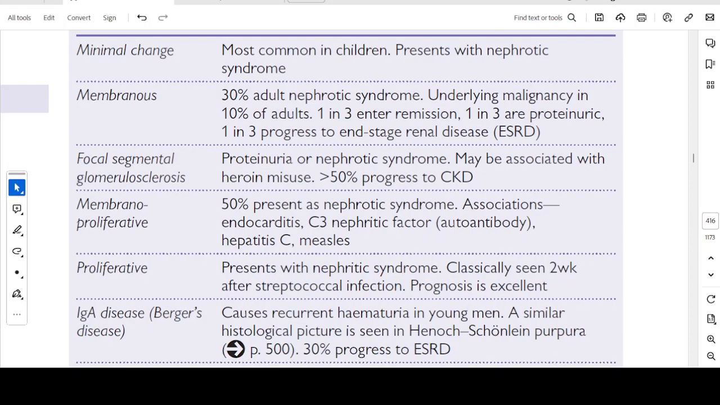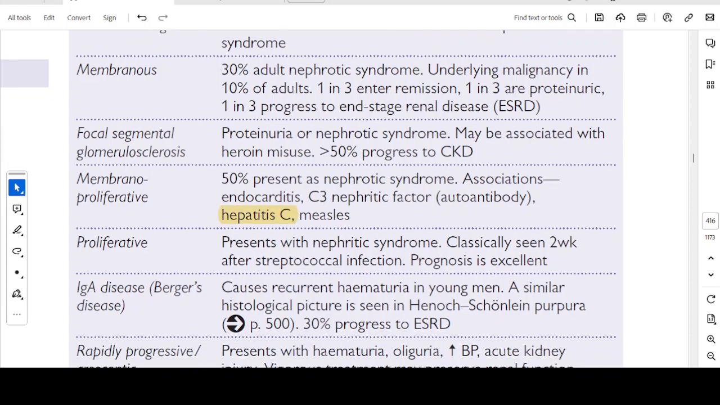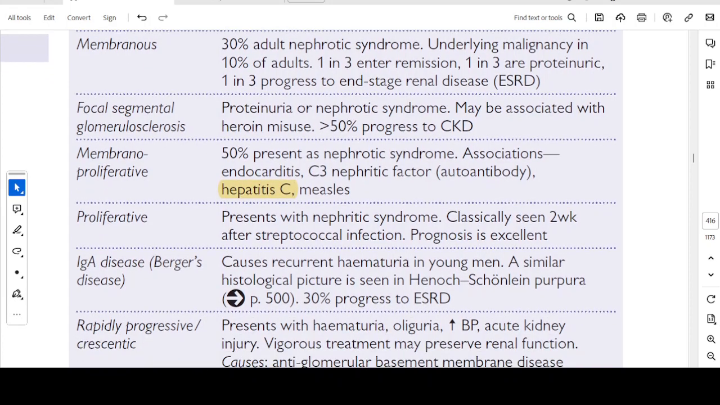Membranoproliferative, 50% present as nephrotic syndrome. Associations are endocarditis, C3 nephritic factor autoantibody, hepatitis C, measles. So hepatitis C will cause membranoproliferative glomerulonephritis. Proliferative glomerulonephritis presents with nephritic syndrome, classically seen 2 weeks after streptococcal infection. Prognosis is excellent.